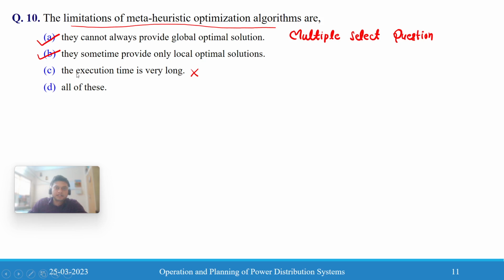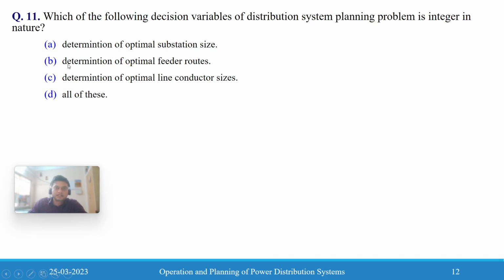So now let us see the next problem. Which of the following decision variables of a distribution system planning problem is integer in nature? The options are determination of optimal substation size, determination of optimal feeder routes, and determination of optimal line conductor sizes. And the last option is all of these.